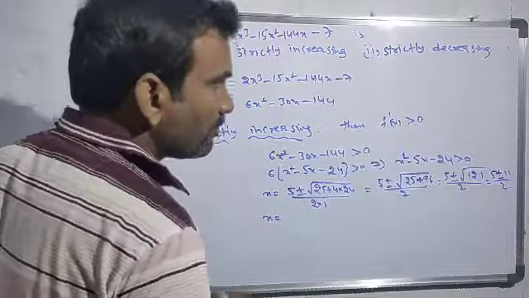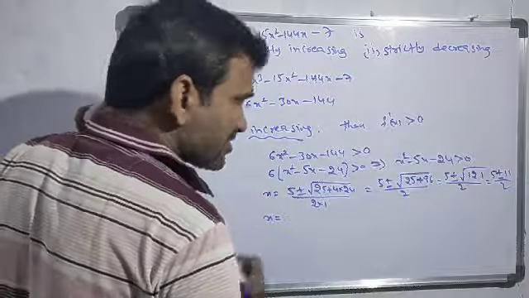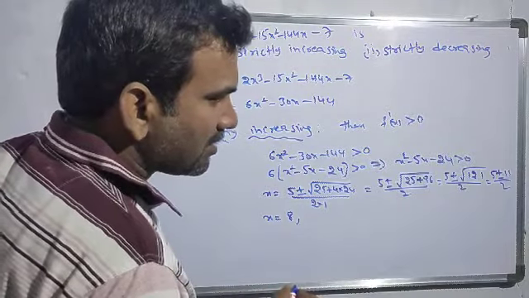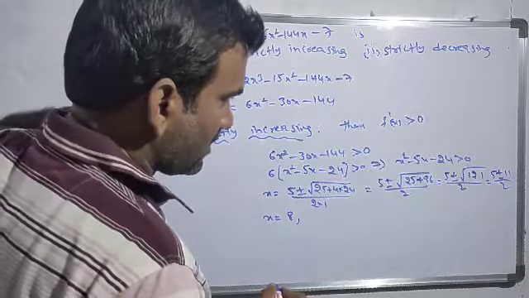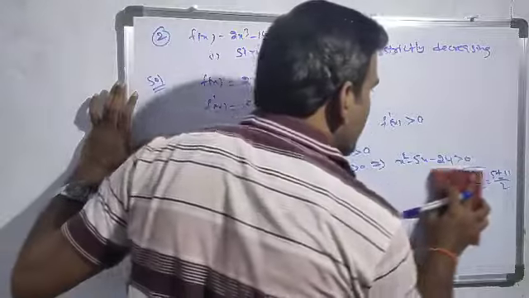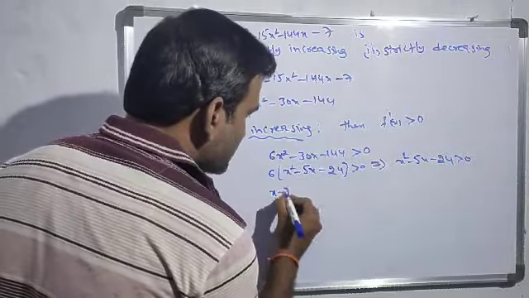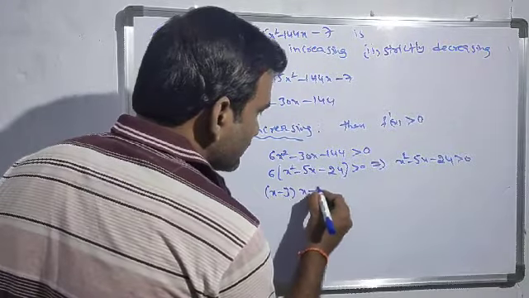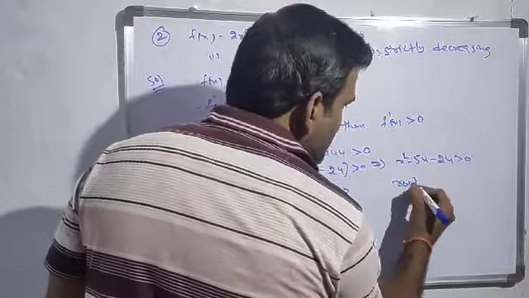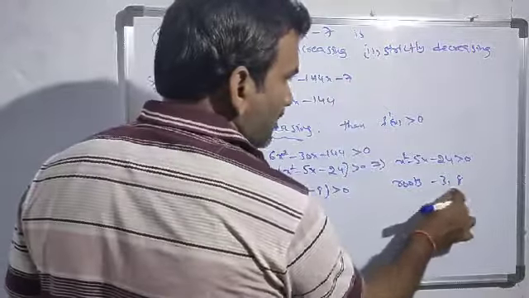So x equal to 5 plus 11, that is 16, 16 by 2 means 8. And 5 minus 11 gives minus 3. Better, here we can take the factors also. So 8 and 3 make 24. So (x minus 3)(x minus 8) should be greater than 0. So here what are the roots? Minus 3 comma 8. That means alpha comma beta.